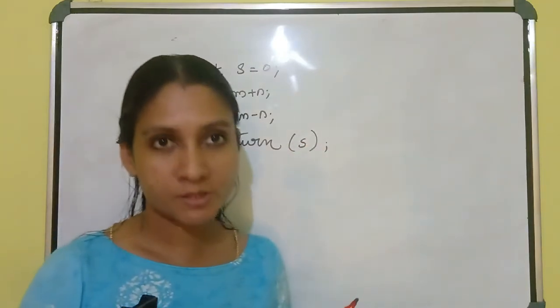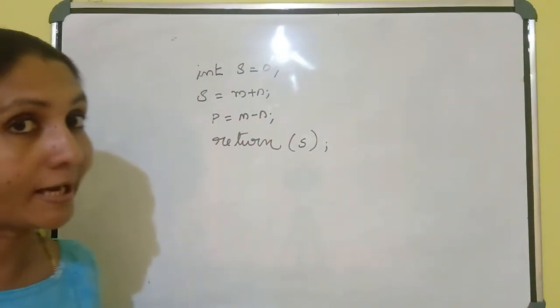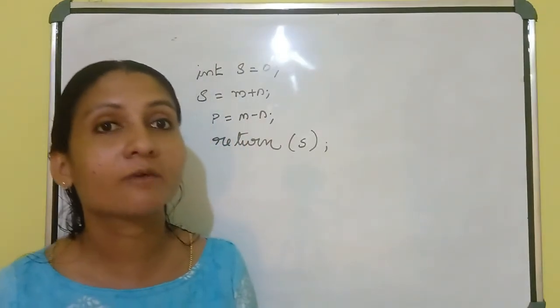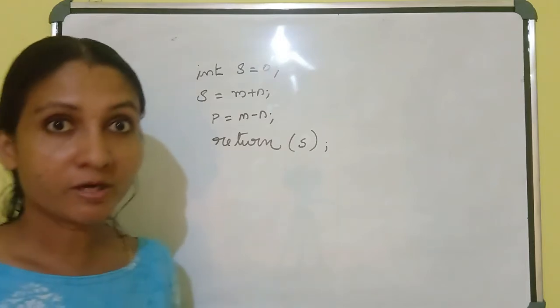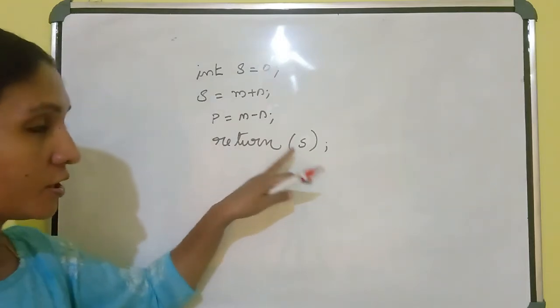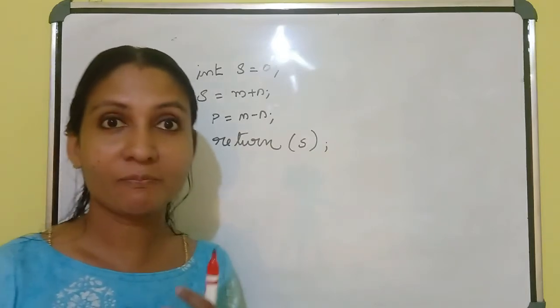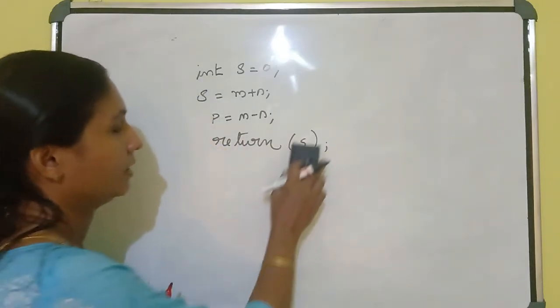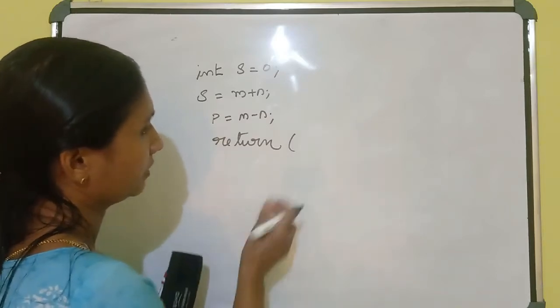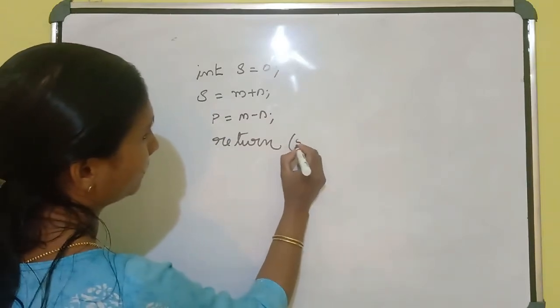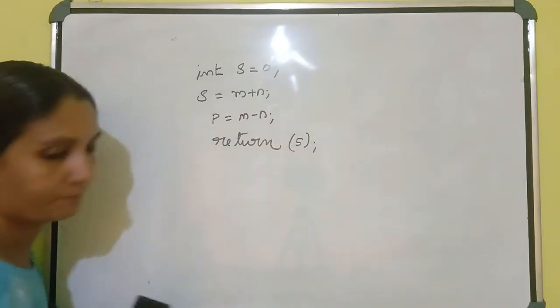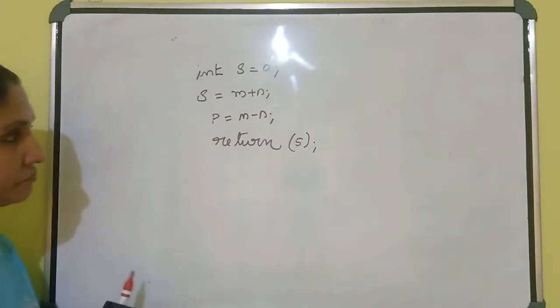If you are using a return keyword, only one value or only one outcome will come from one function. Because of that, you have to give only one value here, one variable here. Don't give more than one variable. Okay, next one.